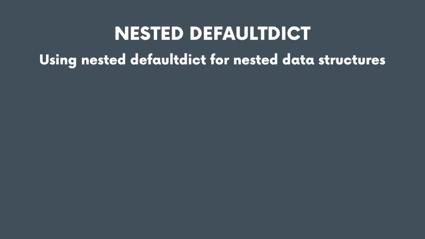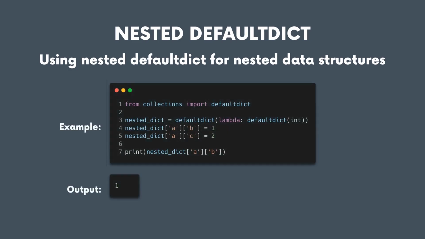Let's explore how we can use nested defaultdict for nested data structures. We create a nested defaultdict nested dict, where the default value for each inner dictionary is set to 0. Then we add values to the nested dictionary. Finally, we access and print a value from the nested dictionary.